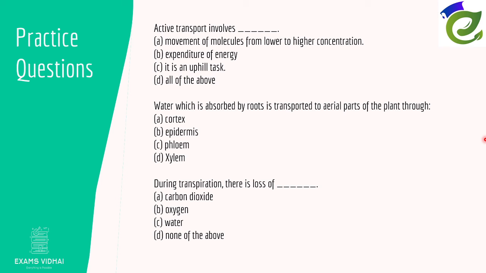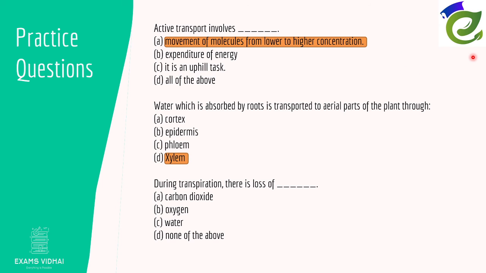And now I'll give the answers to these 3 questions. The first answer is the movement of molecules from lower to higher concentration. The uphill task can also be passive transport due to the transpiration of water and the root pressure. So it's not an active transportation. Expenditure of energy is sometimes there for passive as well, and it's not always the case for active transportation, and so the answer is movement of molecules from lower to higher concentration.